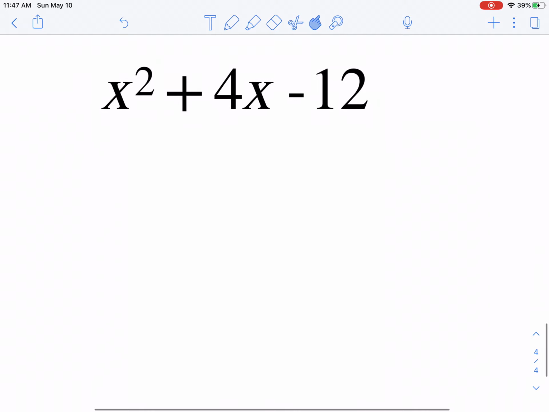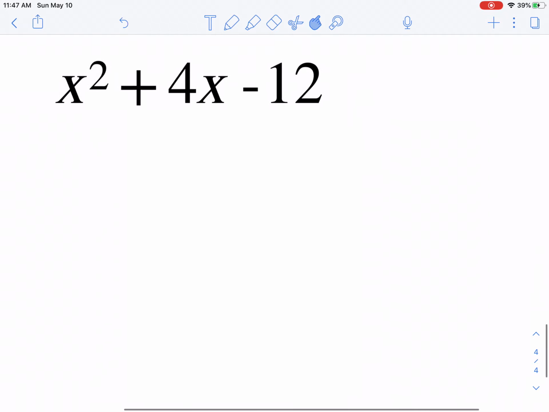x squared plus 4x minus 12. Again, I need two numbers that multiply to equal negative 12, but add to equal a positive 4. And so out here to the side, I'm going to write out my factors of negative 12. And we can end up with a lot of these because these two numbers have to multiply to equal a negative. So one has to be positive, and one of them has to be negative.